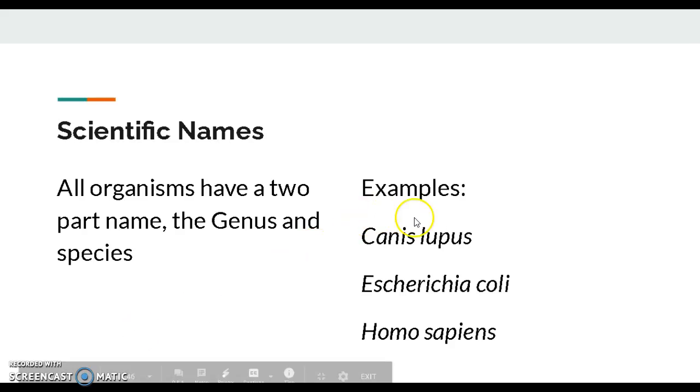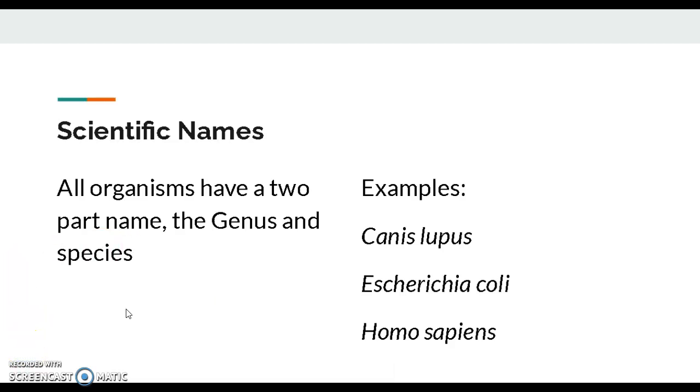Canis lupus is another scientific name, for wolf. Gorilla gorilla is another scientific name, for gorillas. And so all scientists around the world use this system of naming organisms.